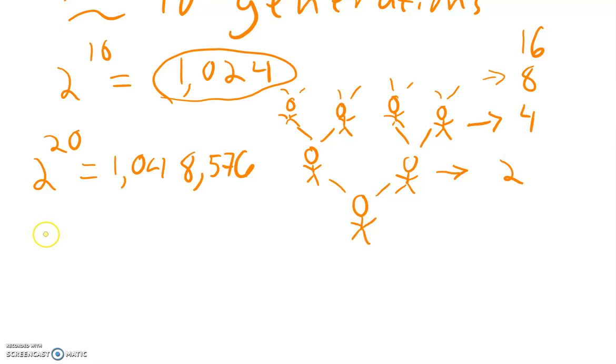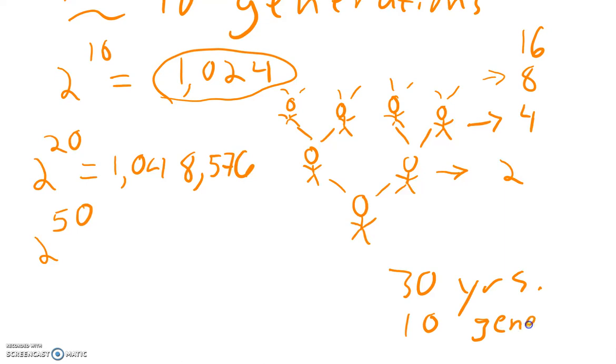Let's say we go back 2 to the 50th power. All right, 2 to the 50th power, that's a long time ago. We can't fathom that. If you have roughly a generation every 30 years or so, then 10 generations, 30 years for one generation times 10, you're going to have 300 years in between, right? If it's 30 years per generation. So that makes sense. So 2 to the 50th is 30 times 50, or 1,500 years ago. That's a long time ago.